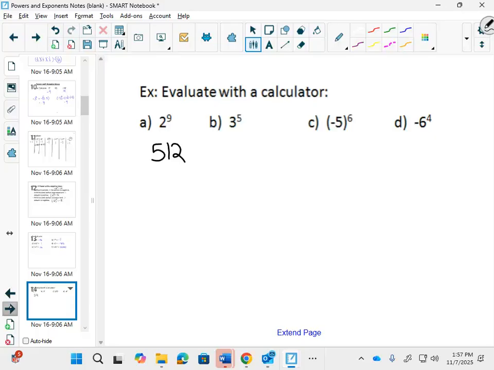What's 3 to the 5? Did you get 243? Yeah. And this one, 15,625. This one is a big one for me. 15,625? Oh, that one hurt my mental math brain a little bit.